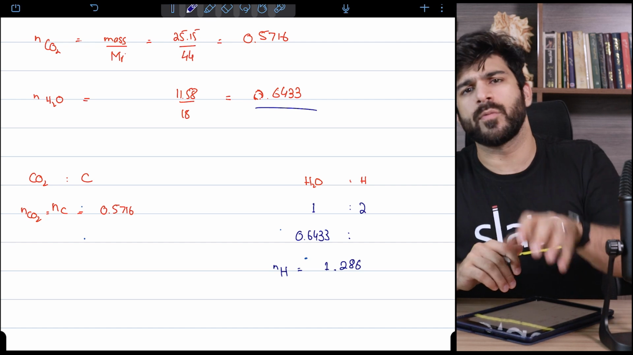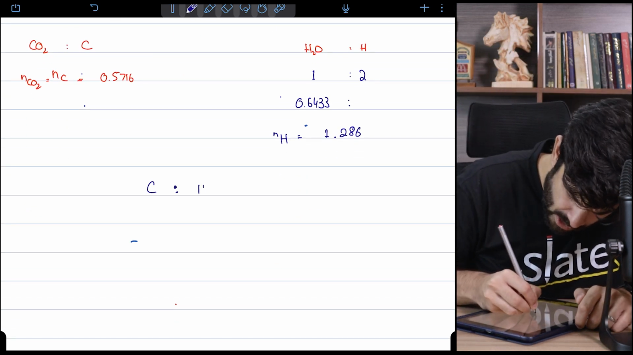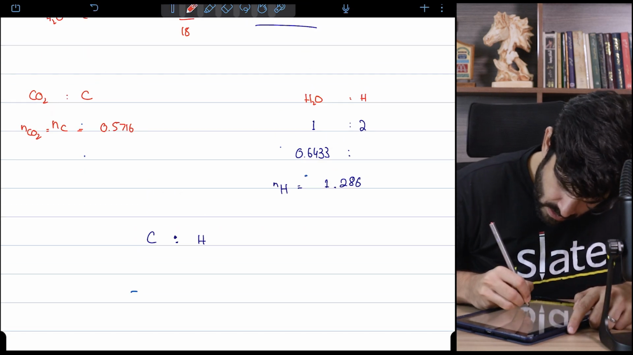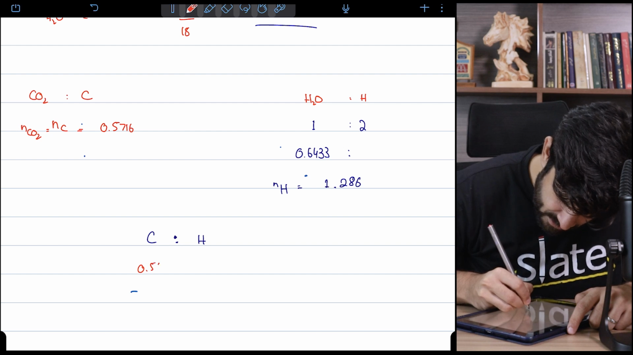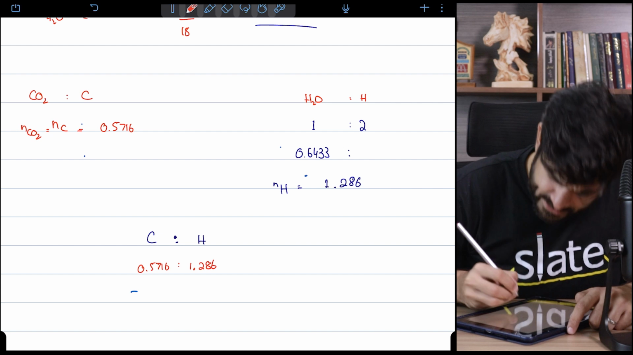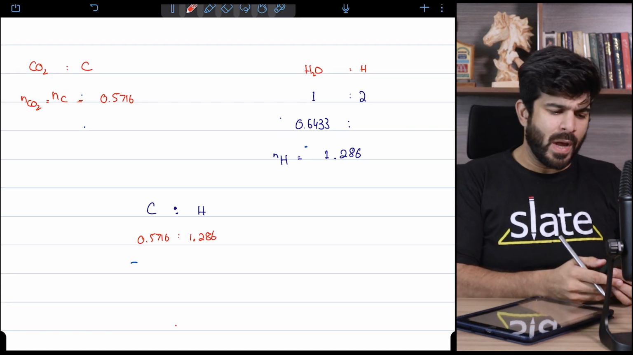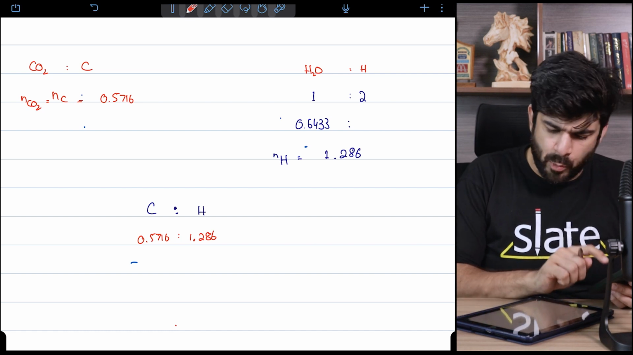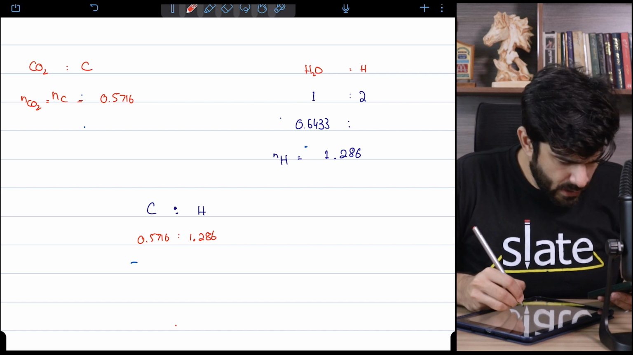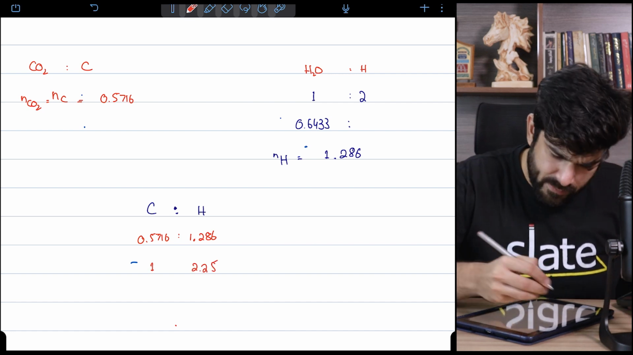Similarly, it's similar to what we do in empirical formula calculations. Like carbon ratio hydrogen. So 0.5716 ratio 1.286. These are the moles. What do we do? We divide by the smallest value. Which one is the smaller value? 0.5716. This gets a value of 1, while this gets a value of 2.25.